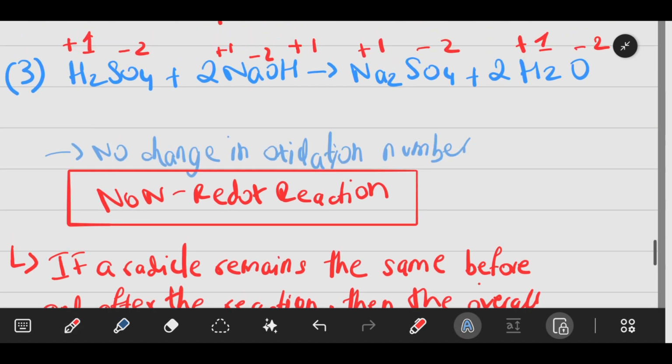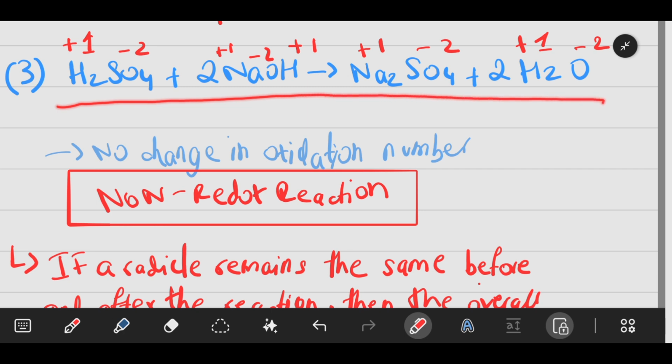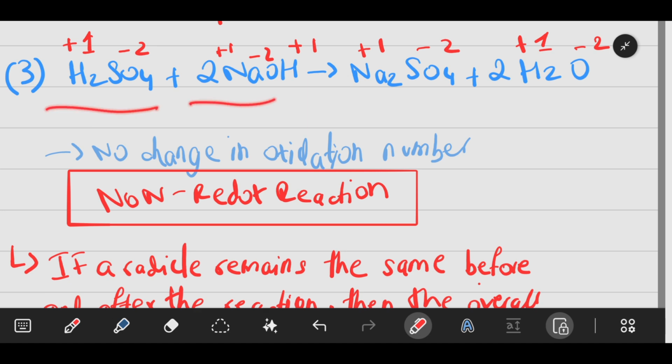Because for a redox reaction, you need the oxidation numbers to change. And as we discussed and looked at previously, there was no change in any of the elements' oxidation numbers on the right side and the left side. Another thing to point out: can you notice that there is no element anywhere? This is a compound, this is a compound, this is a compound, and this is a compound.